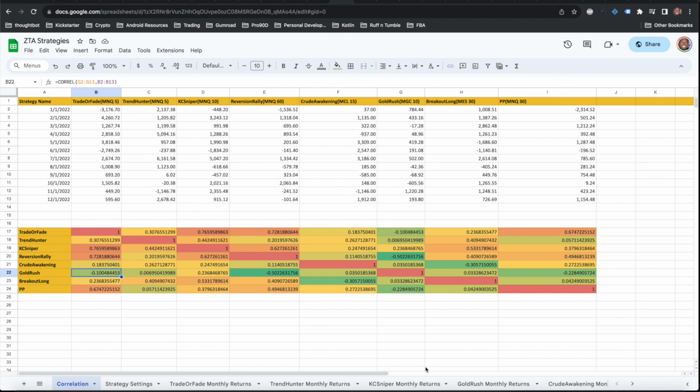I wanted to show you a cool little project that we have been working on for the last couple of weeks. This is the ZTA strategy correlation spreadsheet, and the whole entire goal here is to help us model or assess how our algos are going to work when placed in the same portfolio together, right?